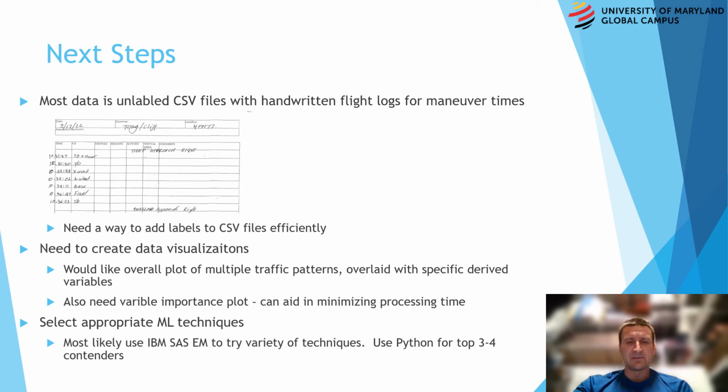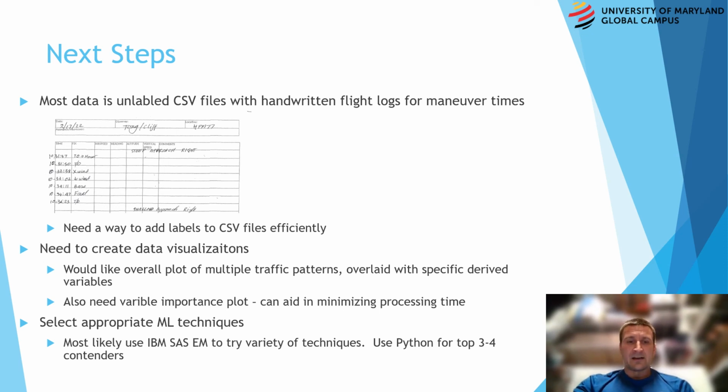Next, I need to create some data visualizations. Basically, I'd like to plot a graphic of what a traffic pattern looks like with the specific data, and then overlay that with the derived variables and how they're changing during time. And then I need a variable importance plot, basically seeing which variables are the most important so we can get rid of even more of them and aid in minimizing the processing time required.